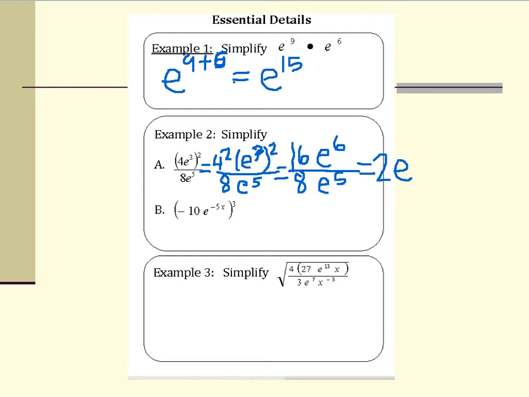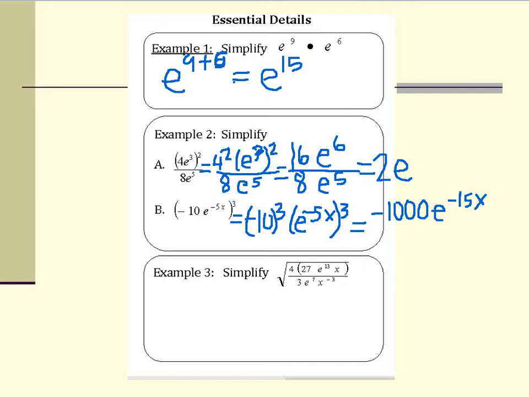Here on this next one, we're going to give this 3 to this piece and this piece. So we're going to give it to both the pieces on the inside of the parentheses. So that's negative 10 to the third power, and also e to the negative 5x to the third power. Let's simplify this a little bit. This is negative 1,000. E to the negative 5 times 3 is negative 15x. So you could keep it like that.